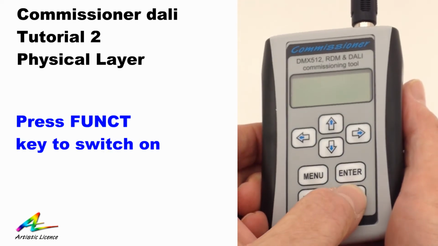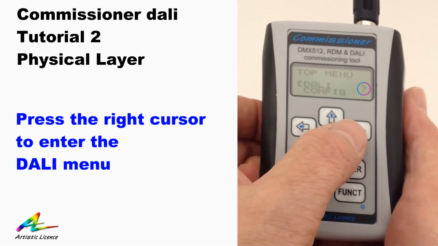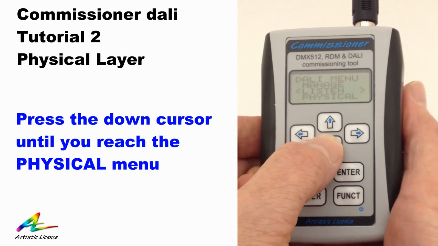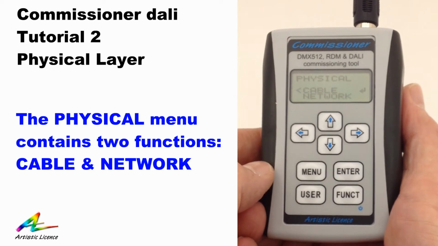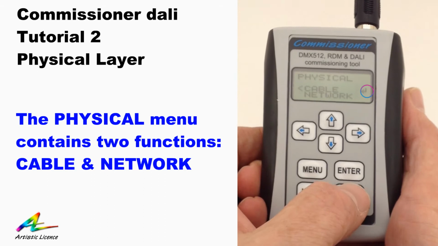Welcome to this tutorial on Commissioner DALI. The physical menu is used to check connectivity to your DALI network and fixtures. Scroll down to physical and cursor right to see the two options, cable and network. Let's look at cable first, so press the enter key.